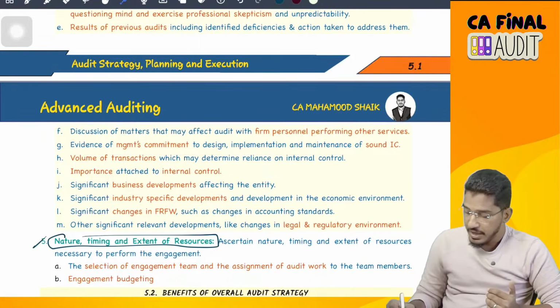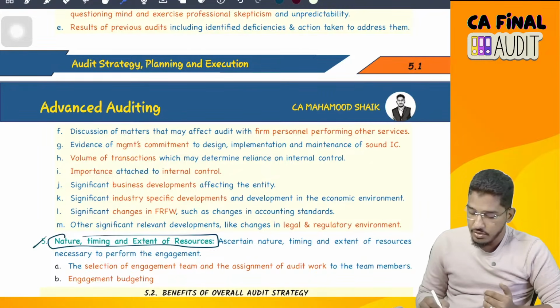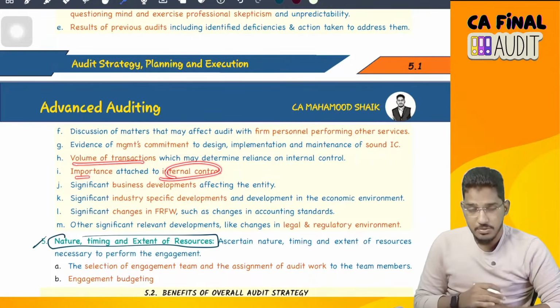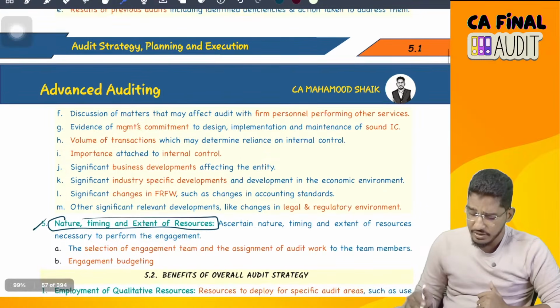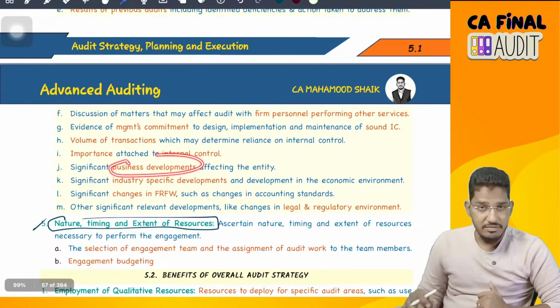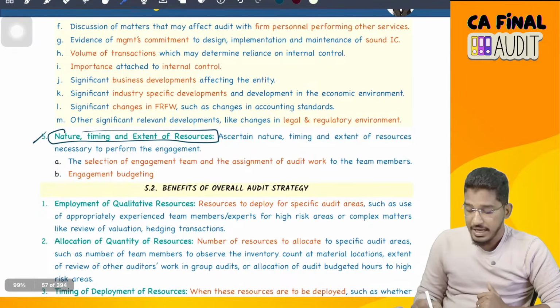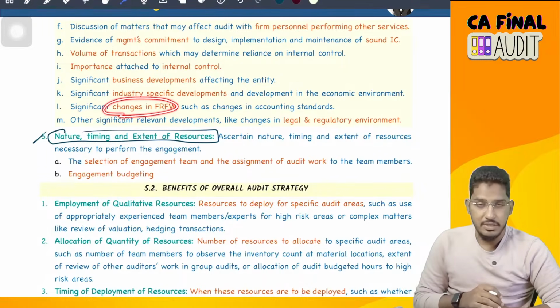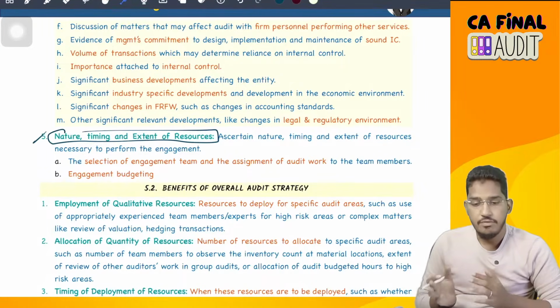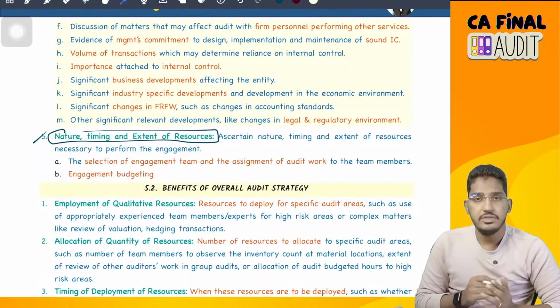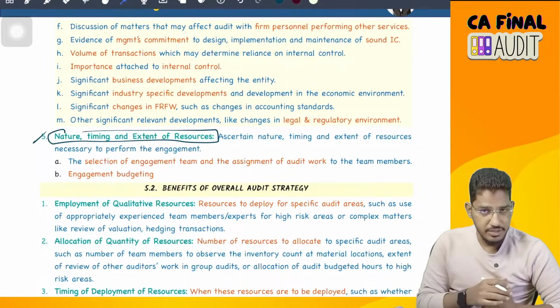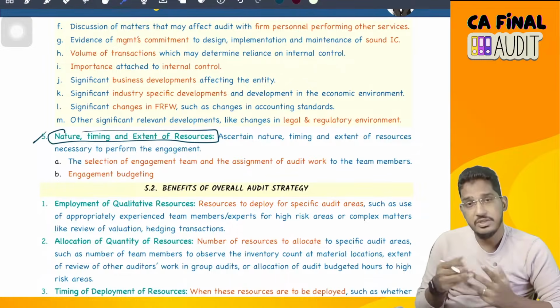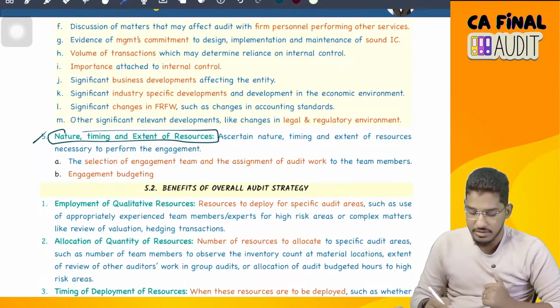Use that information. And whether your client is having strong internal control, and what is the volume of the transactions, how much importance your client is giving to internal control, what business developments have taken place which are affecting the entity, has the industry undergone any significant developments, are there any changes in the applicable financial reporting framework. So if you perform preliminary engagement activities, or if you have performed any other engagement for the client, you will get to know this information. This also you can use for establishing the audit strategy.